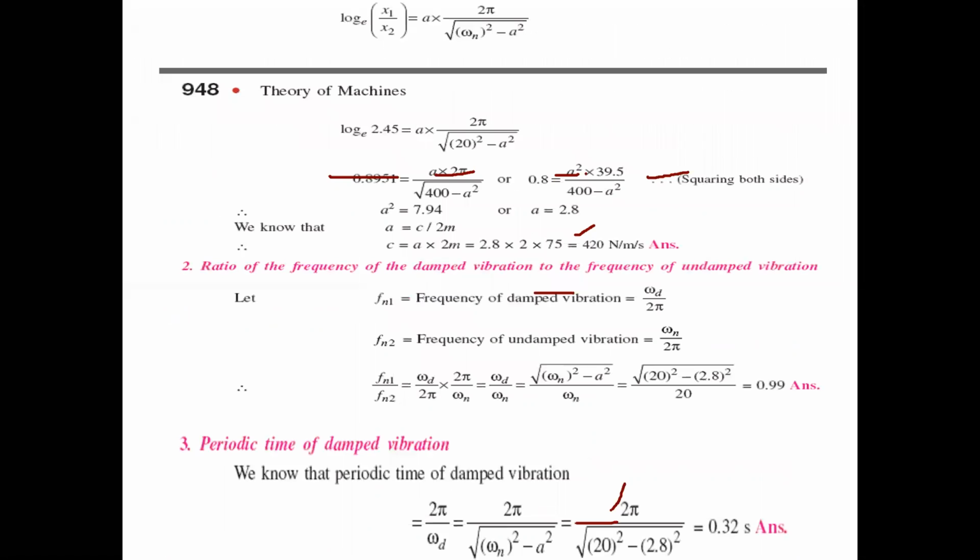Now going to find our logarithmic decrement. Log of x1 by x2 equals a into 2 pi by square root of omega n square minus a square. In this, the x1 by x2 value is 2.45, so log of 2.45 equals a into 2 pi by square root of omega n square minus a square, where omega n is already calculated, that is 20 square minus a square.